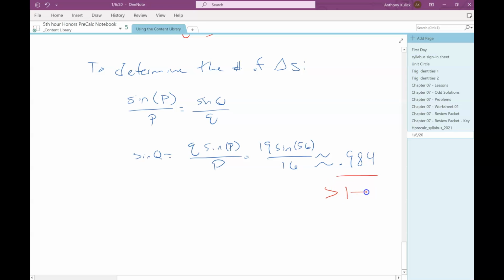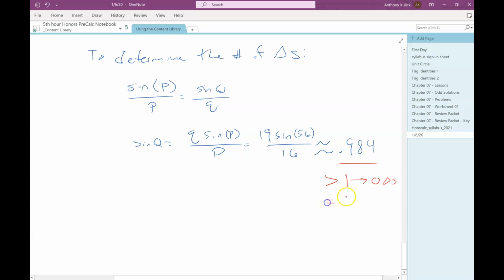If this number is greater than 1, 0 triangles are possible. If it's equal to exactly 1, 1 triangle is possible. And if it's less than 1, 2 triangles are possible. Okay? So to determine the number of triangles, again, what we're going to do, we set up a law of sines. And we get that unknown value for sine by itself, and we look at the value that the sine of the unknown angle gives us.